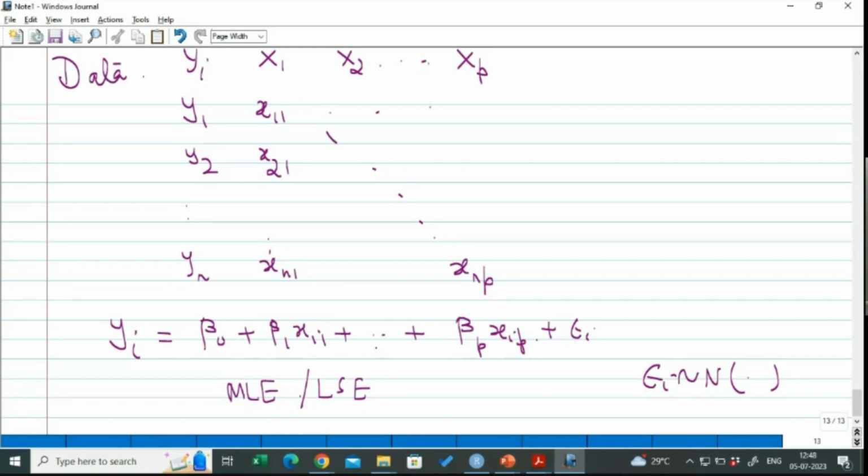Otherwise, they may not be. So then we minimize this: y_i minus beta naught minus the summation of beta_j x_ij, for j equal to 1 to p, and its square. And you minimize it with respect to beta 0, beta 1 and beta p. And you get the estimates of this and you get the prediction model. Understood. This is what we have done.